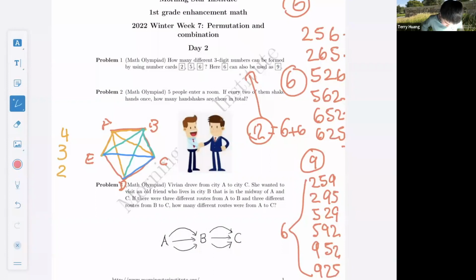For D's perspective, the only person that he has not shaken hands with is E. So after shaking this hand, we can see that when we go to E's perspective, he has nobody else to shake hands with because they have already shaken with him. So when we add 4 plus 3 plus 2 plus 1, this gives us 10 handshakes.